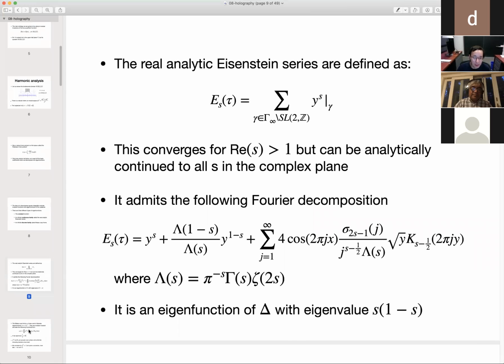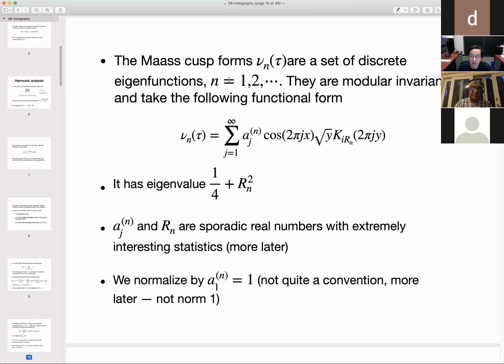So that's one of the classes of eigenfunctions. And the other class of the eigenfunctions are called the cusp forms, or the Maass cusp forms. And I denote them by nu sub n. And they take the following functional form.